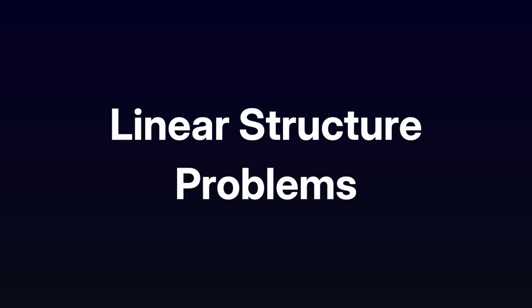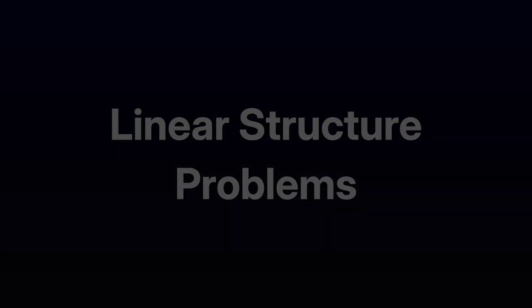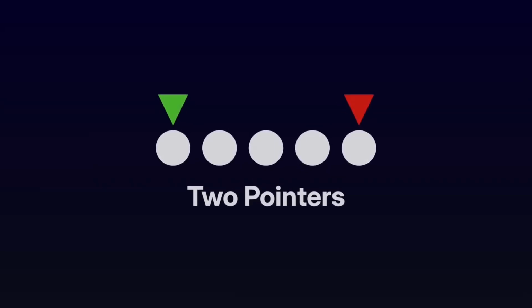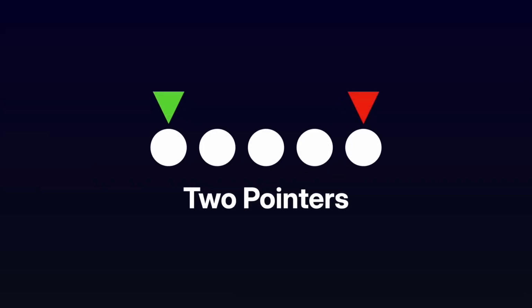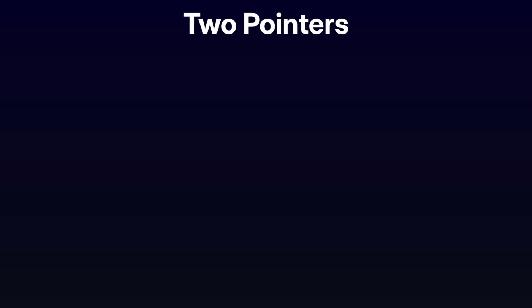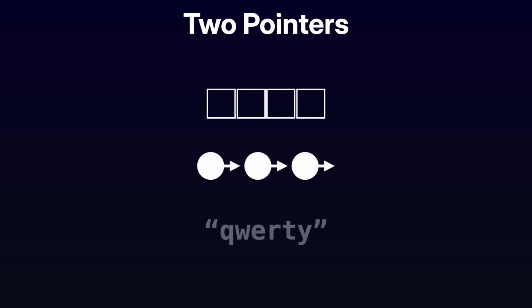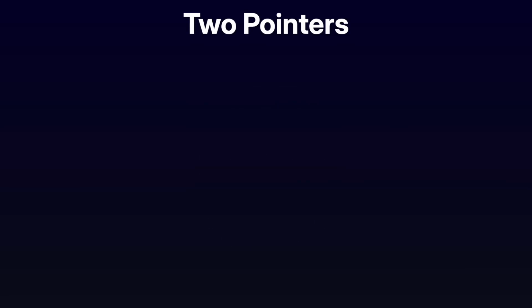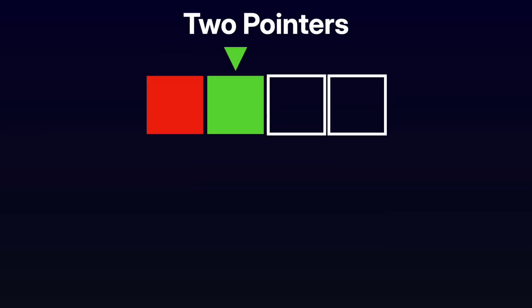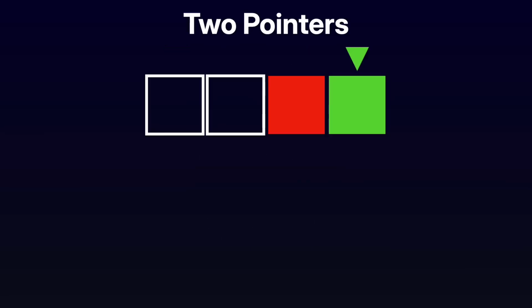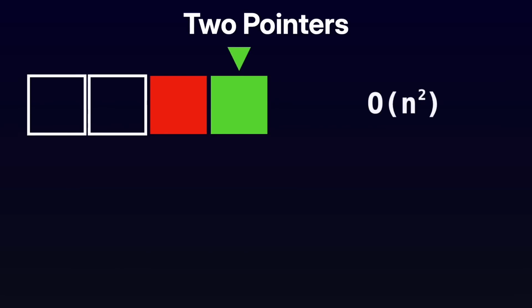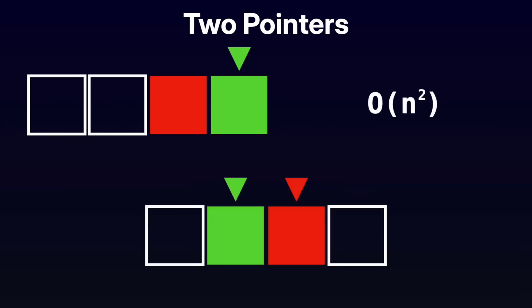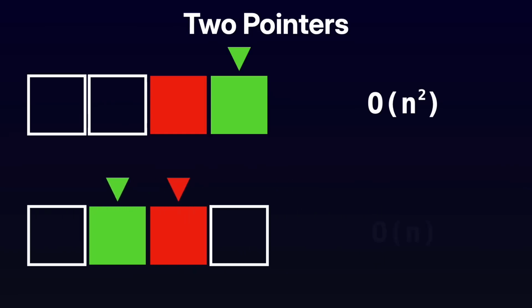All patterns for linear structures build off of 2 pointers, which is why we're starting with it. The 2 pointers pattern is important because it allows you to significantly reduce the time complexity of problems that involve traversing a linear structure, like arrays, linked lists, or strings. Instead of the brute force approach, where you might check every combination of elements, which could lead to an O(n²) time complexity, 2 pointers often allows you to solve these problems in linear time, O(n), making it incredibly efficient.